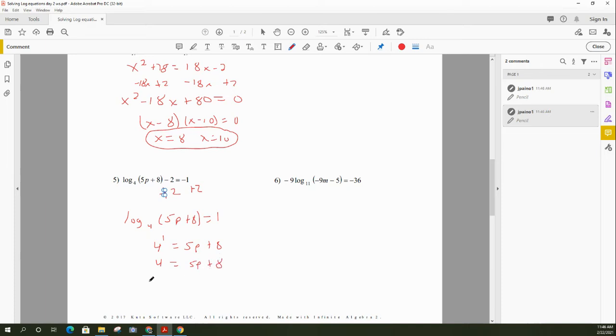I subtract 8 from both sides, you get negative 4 equals 5p. So p equals negative 4/5. And again, just double check. This cannot be negative. So if I plug that in, I get negative 4 plus 8, which is positive 4. So that does work. There you go.